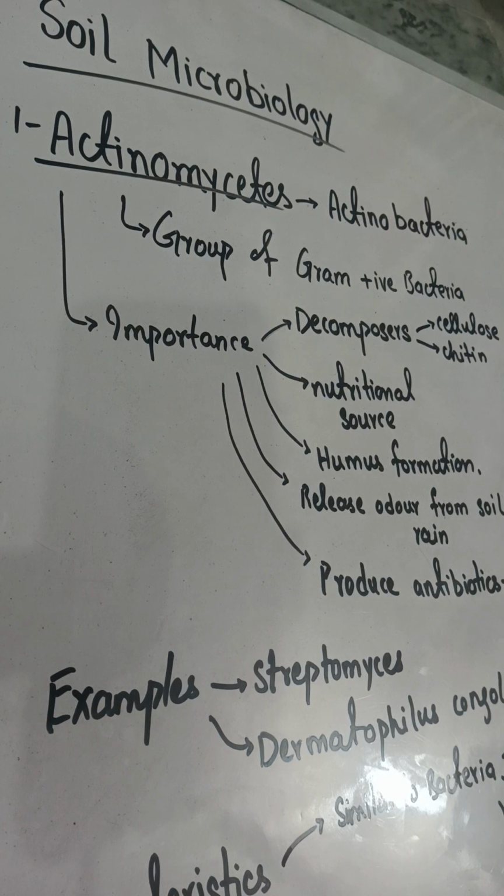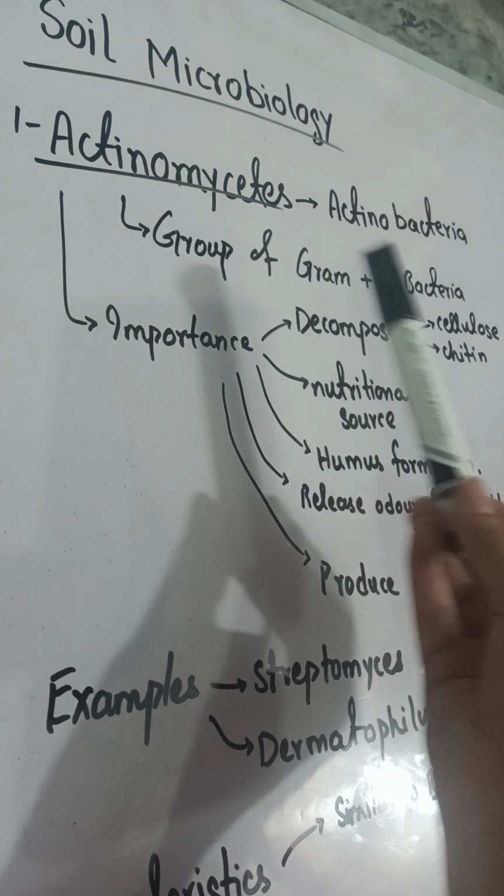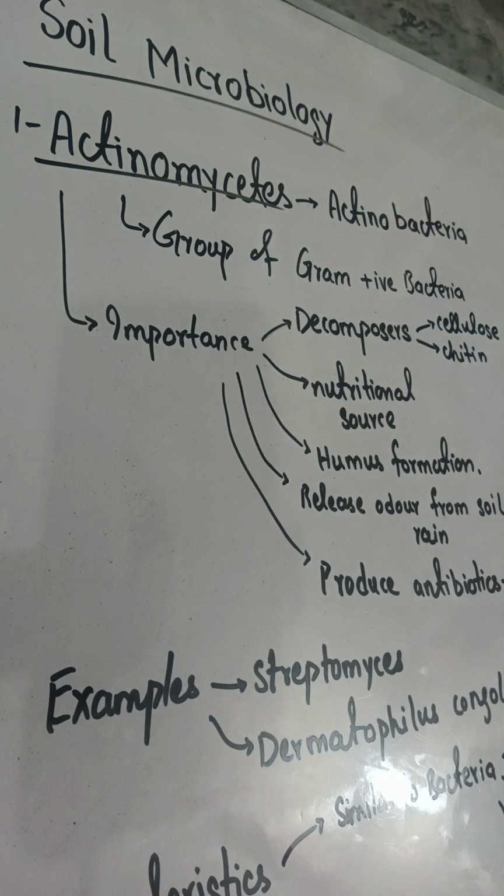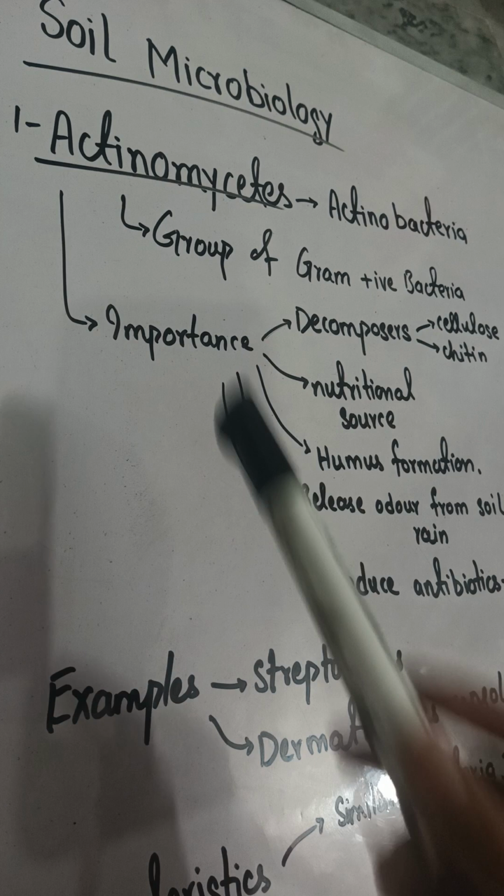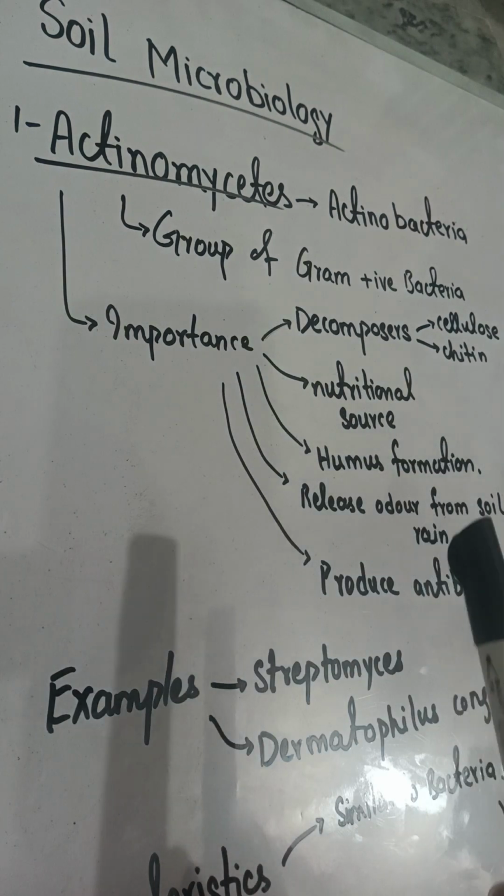So in this video we are going to study soil microbiology. In the previous section we discussed bacteria and how they play an important role in soil microbiology. We discussed that bacteria play an important role in four cycles: phosphorus, sulfur, carbon and nitrogen cycle. Now we are going to see what other microbes are present in the soil.